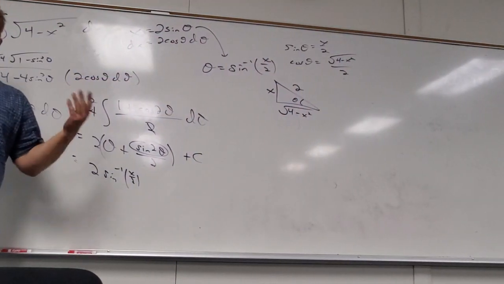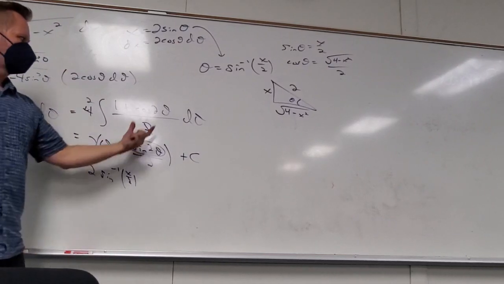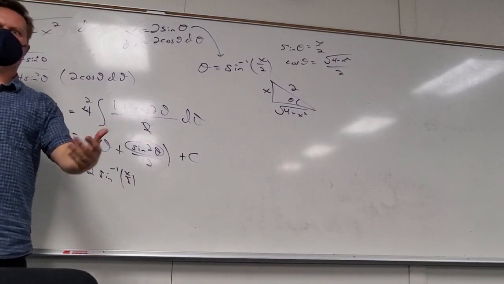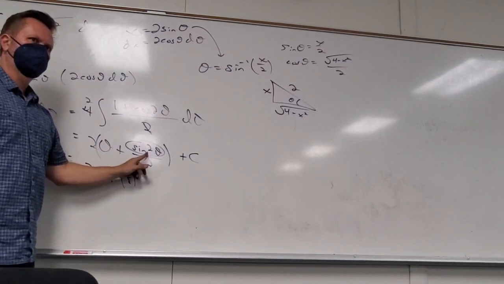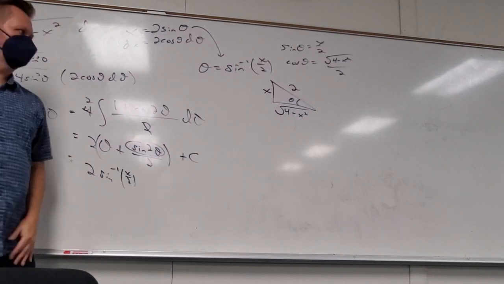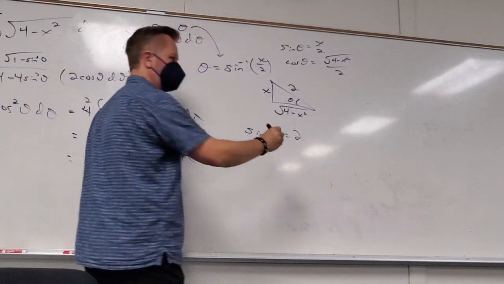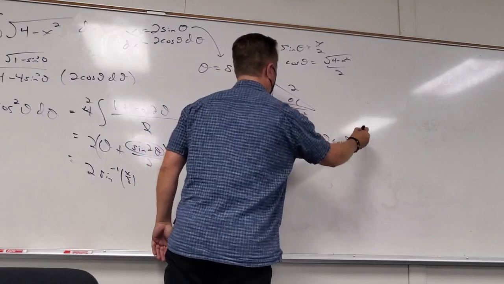Now you're all like, oh, you found cosine, who cares? But sine 2 theta, how do I make that in terms of theta? I have to use a double angle formula, right? What's sine 2 theta? 2 sine theta cosine theta.